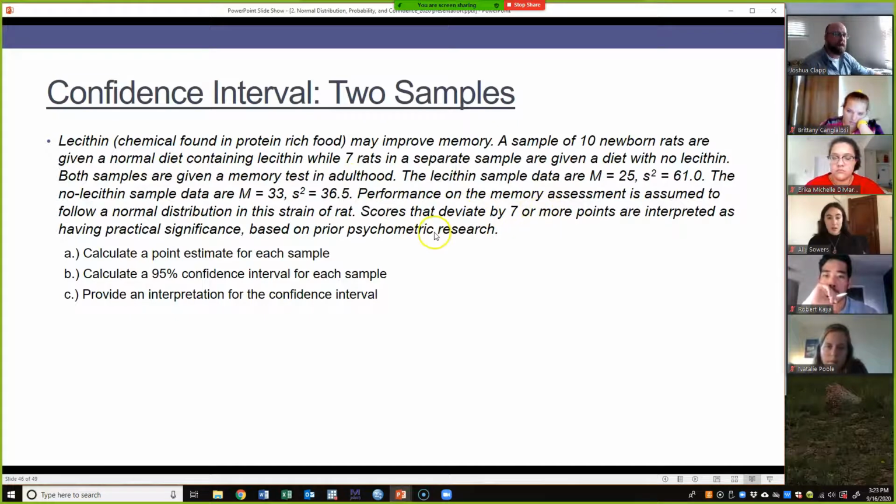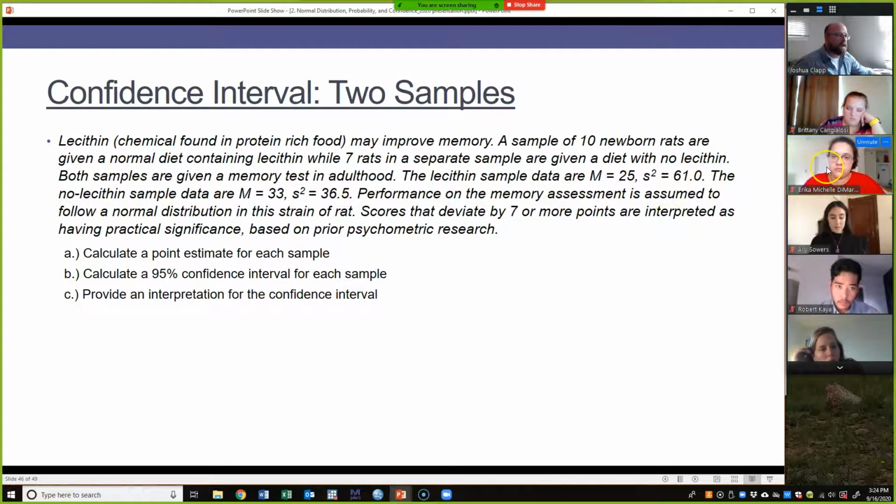We're assuming that performance on memory has a normal distribution based on this strain of rat. And because I do rat memory, this is my jam, right? And so what I know is that scores that deviate by 7 or more points are going to be interpreted as having high practical significance. Okay, so we're starting to add in a little bit. So we've got a couple of different groups. And what we're going to do is calculate the point estimate for each group, calculate the confidence interval for each group, and then try and do some interpretations around this. Okay.